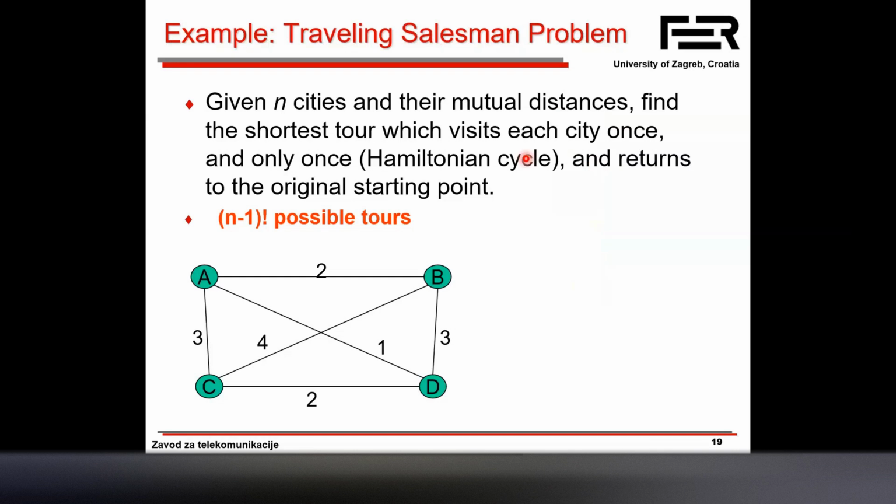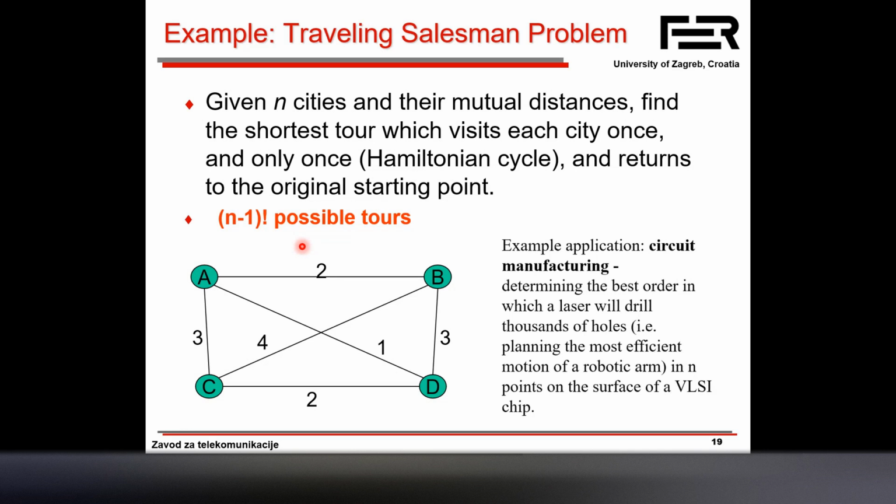Okay, that was simple. Let's look at the traveling salesman problem again. Let's say we have n cities and their mutual distances. We're looking at, again, the shortest tour. This has a lot of applications in various domains.